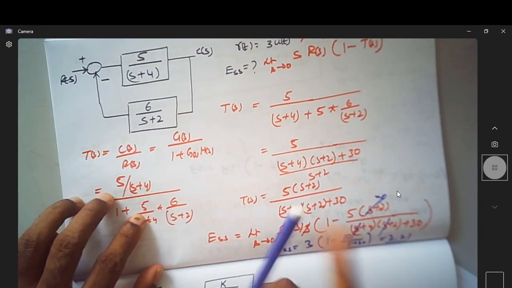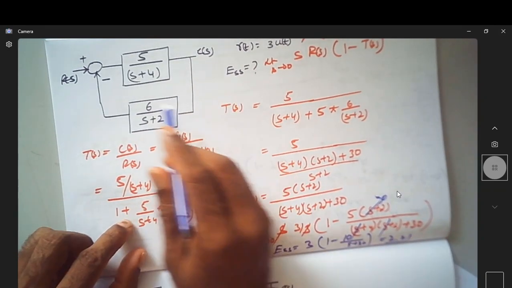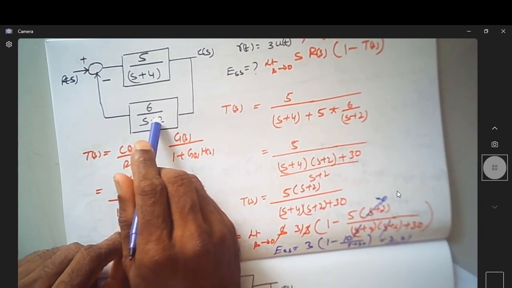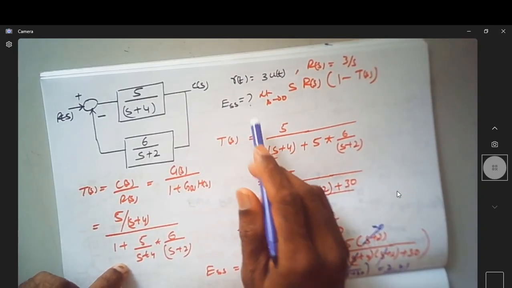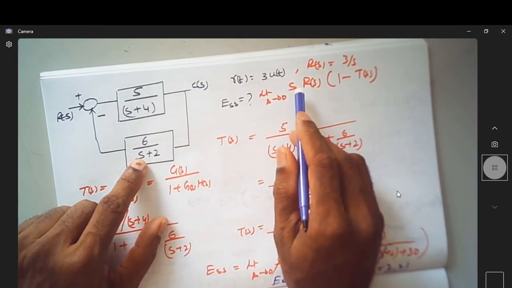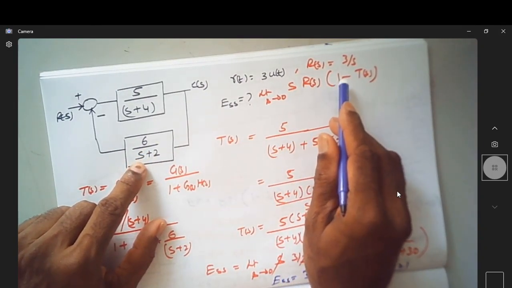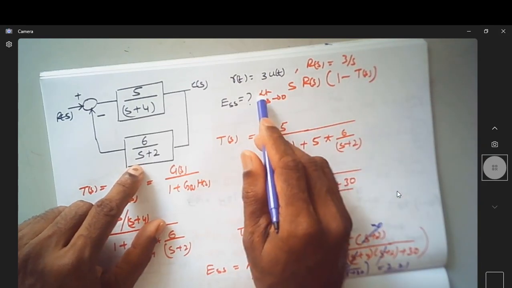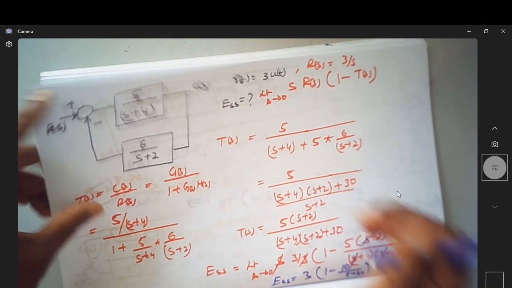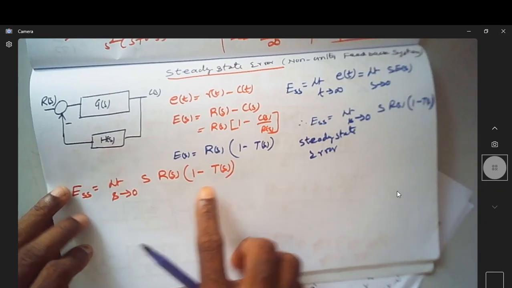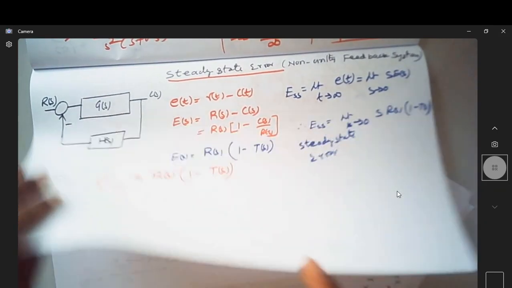I hope you got it. So let us recap it again. Since it's a non-unity feedback system, the ESS of such a non-unity feedback system is given by S into R(s) into 1 minus T(s). So of course you are applying the limit of S tending to 0. That's what we saw here in the derivation.